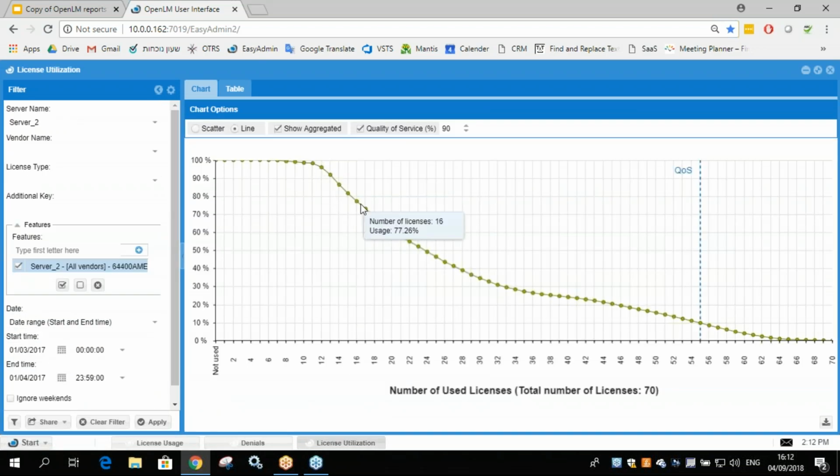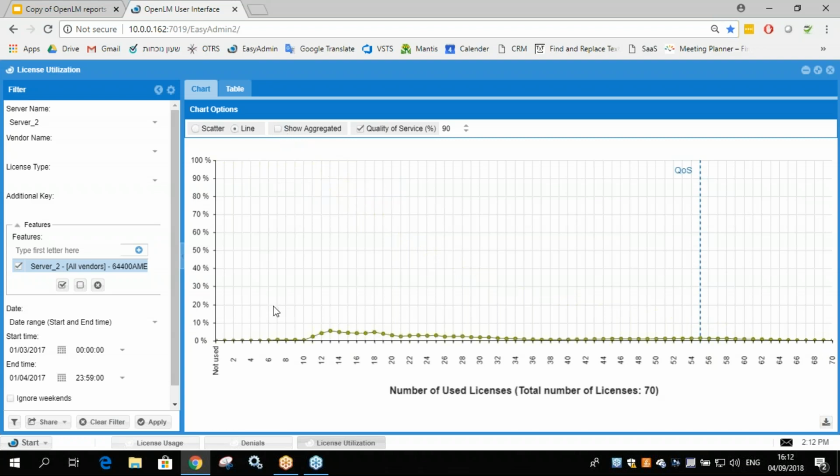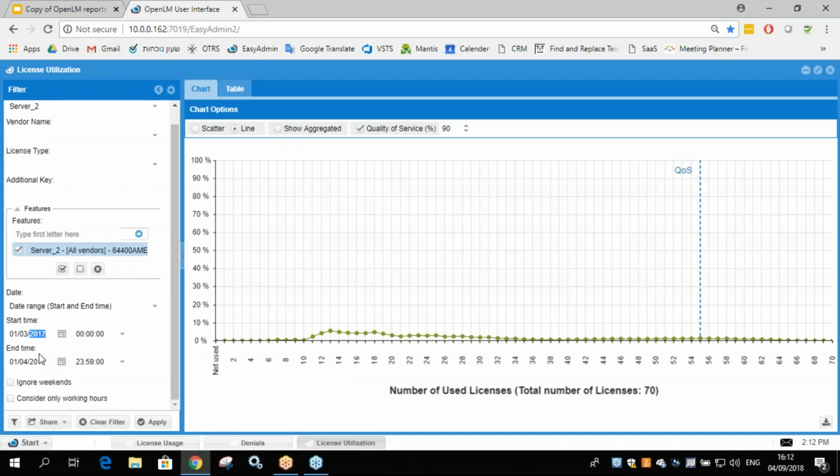Now, what does the license utilization show us? A quick overview. The license utilization shows us the amount of time spent on each concurrent usage level. Meaning that for this time right here, 0 licenses used was like 0% of the time. It was almost never 0. 11 licenses used at the same time was like 11%. 11 licenses was like 2% of the time. 12 licenses was like 4% of the time that it was used.